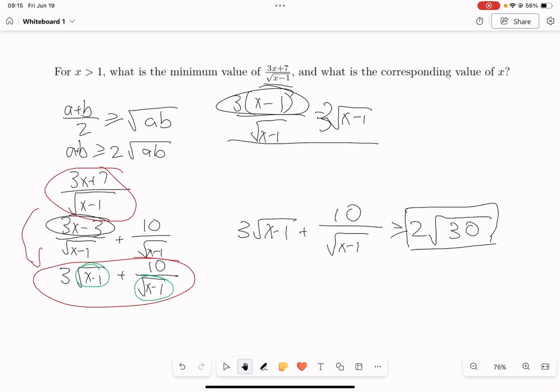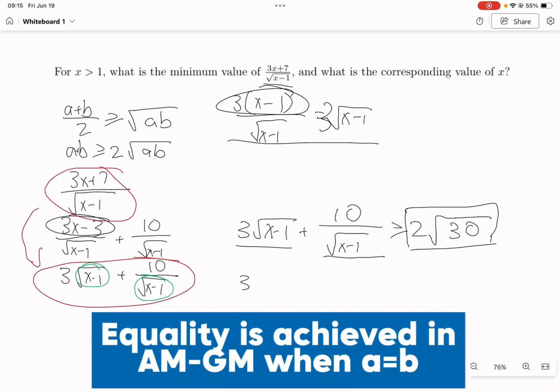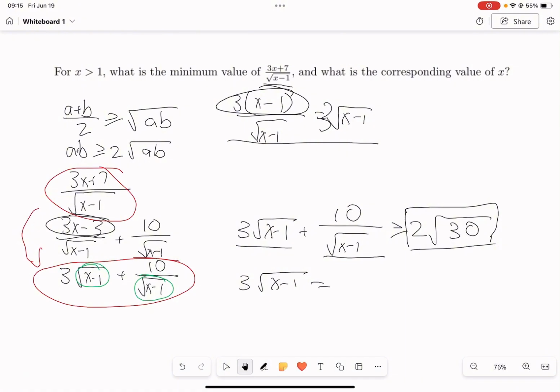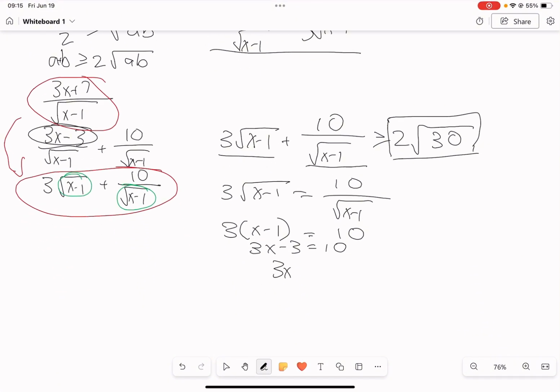With AM-GM, these two terms will be equal. So 3 root x minus 1 equals 10 over root x minus 1. They will be equal at the minimum. So now we multiply them. 3 times x minus 1 equals 10. 3x minus 3 equals 10. 3x equals 13. And lastly, x equals 13 over 3.